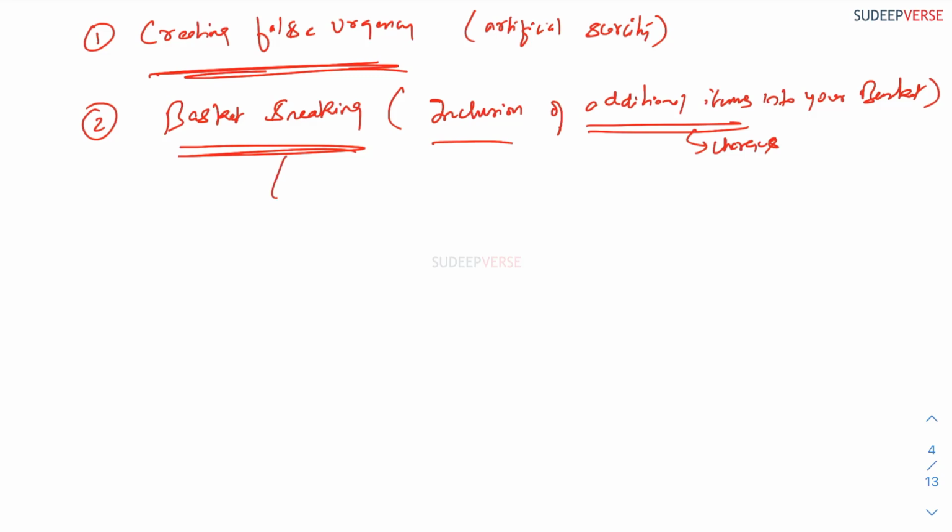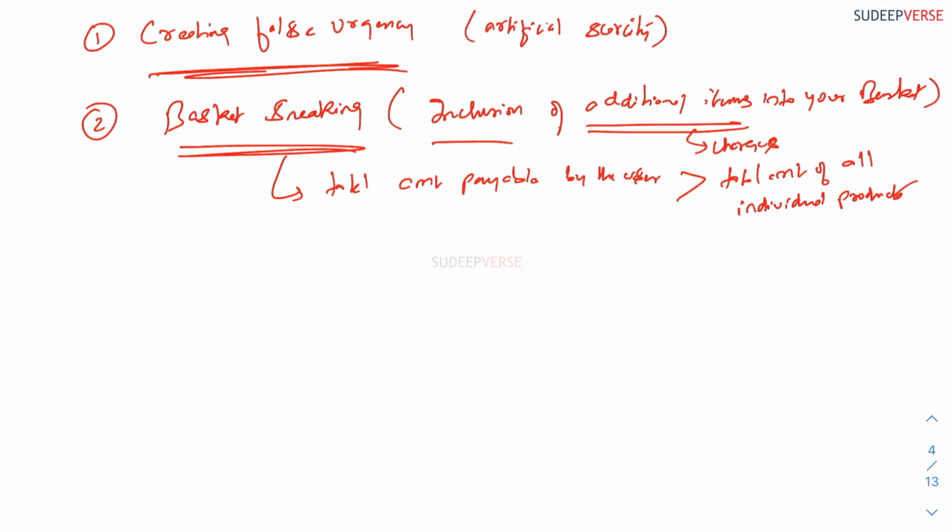Whenever there is basket sneaking, the total amount payable by the user will be greater than the total amount of all individual products. Look at this. The total amount payable by the user will obviously be greater than the total amount payable for all individual products. So this is what is basket sneaking.